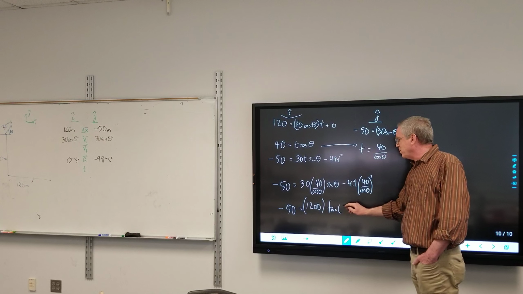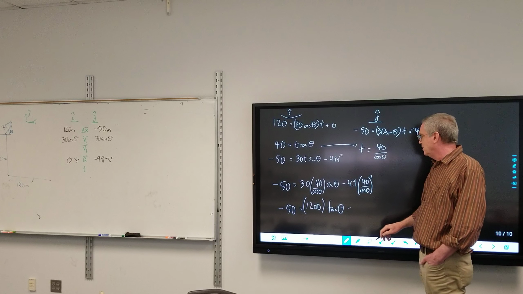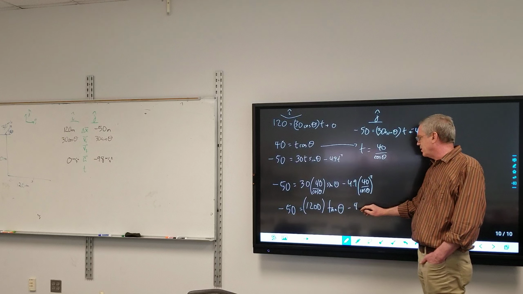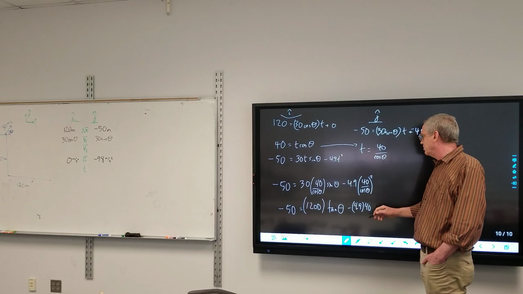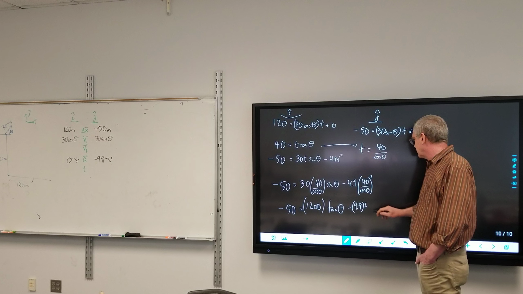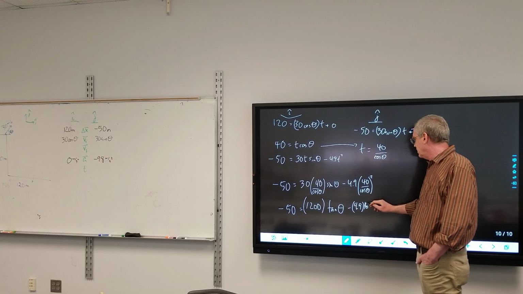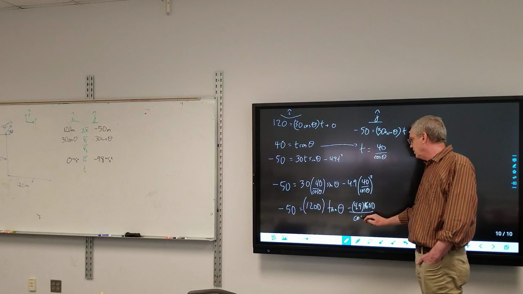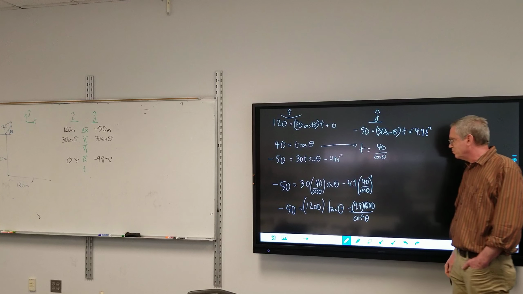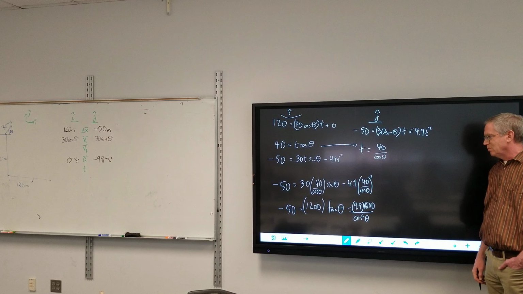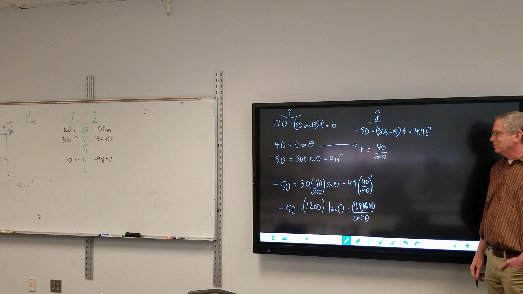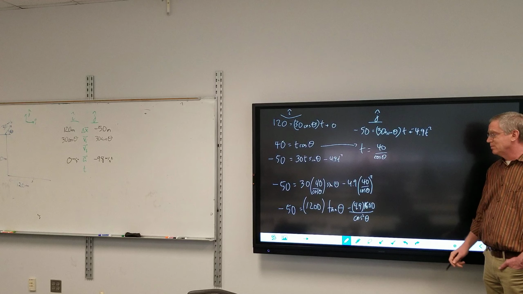So it's looking like this is probably not the best technique for people in here. I have 4.9 times 40 squared, whatever that is, 4.9 times 1600 over cosine squared. All right, I'm going to force this one through.